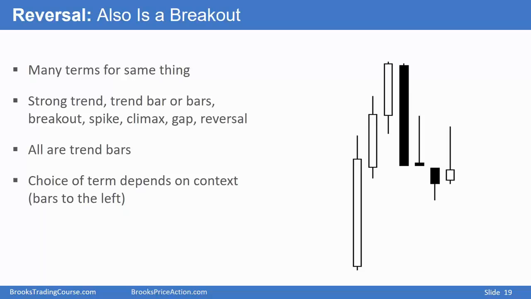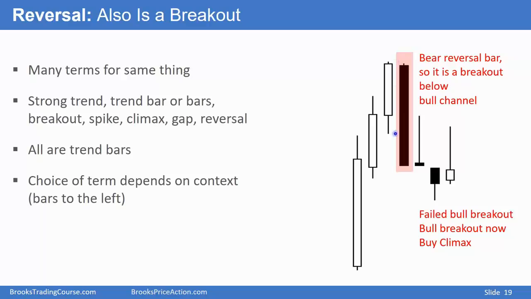Again, the choice of the term depends on what took place to the left. Here we were rallying, now we have a big bear trend bar, so I would refer to that as a reversal, but it's still a breakout. We have a bull breakout, and this represents a failed bull breakout. Whether that will lead to a trend or a trading range, or a pause in the trend and a bull flag and trend resumption up, too early to tell. But it's a bear reversal, it's a failed bull breakout.